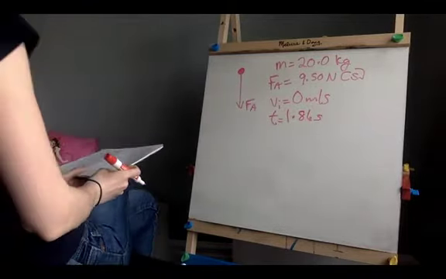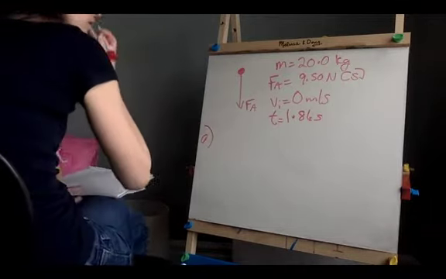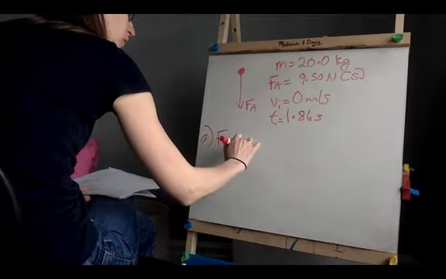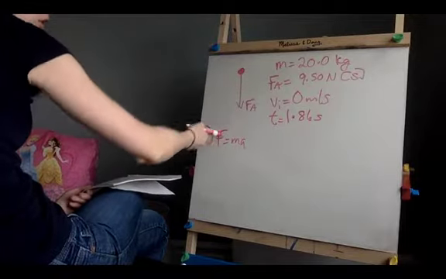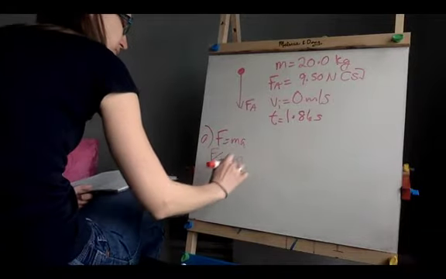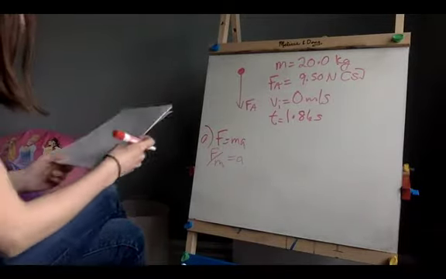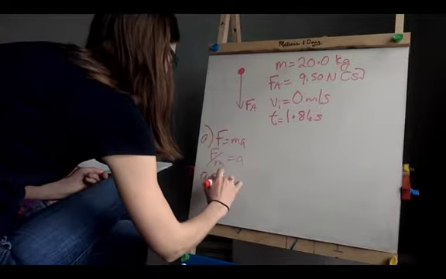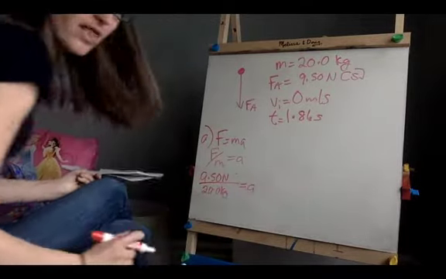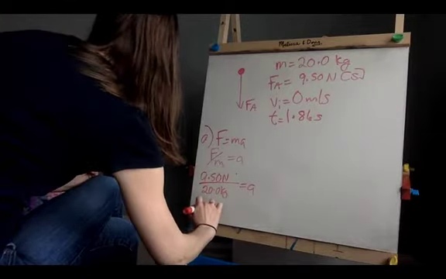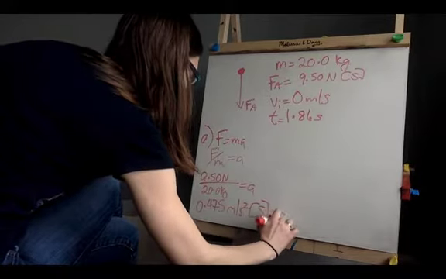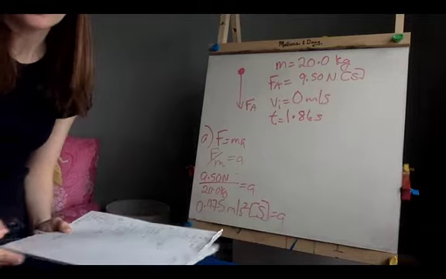For part A, we're being asked what the acceleration of this object is, and we can do that straight from F is equal to ma. We have the force, it's the only force being applied, so our F applied is our F net. We have the mass, and we can solve for the acceleration. So the force divided by the mass will equal the acceleration. We take our 9.50 newtons and divide it by our 20.0 kilograms, and that gives us an acceleration of 0.475 meters per second squared in a southern direction, because it's in the direction of motion. So there's our answer for A.